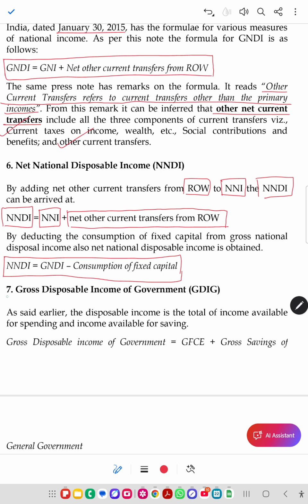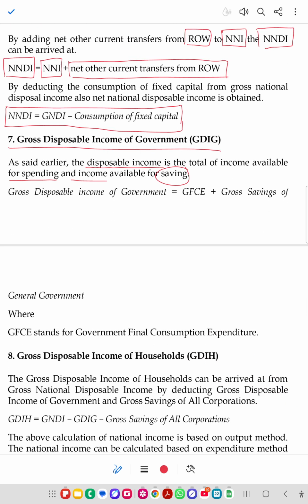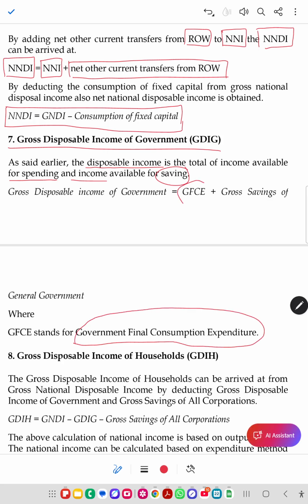Gross disposable income of government. As said earlier, the disposable income is the total income available for spending and income available for saving. Gross disposable income of government is equal to GFCE, government final consumption expenditure, plus gross saving of general government. This is important.